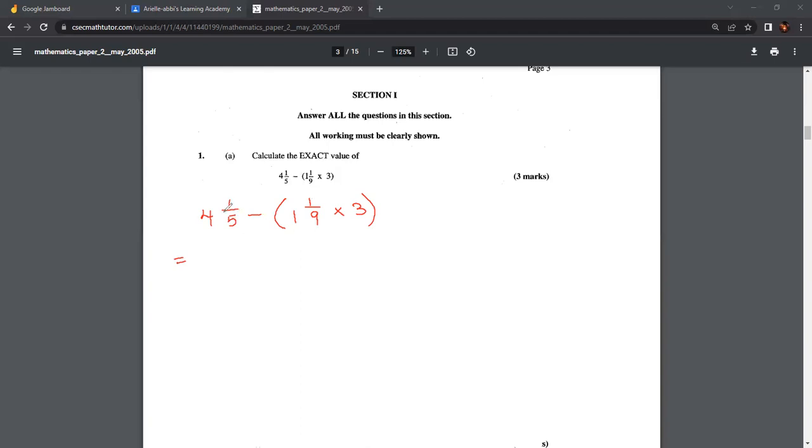Next, I change all of my mixed numbers to improper fractions. So I have this one here, 4 times 5. 4 5s are 20, plus 1 is 21 over 5. The denominator remains the same. So I change all of them one time. 1 times 9 is 9, plus 1 is 10 over 9. Now this is a whole number, 3. So I make it into a fraction by putting it over 1.